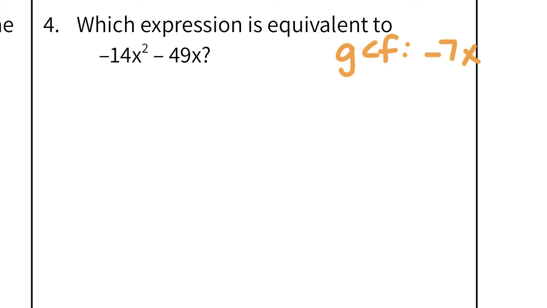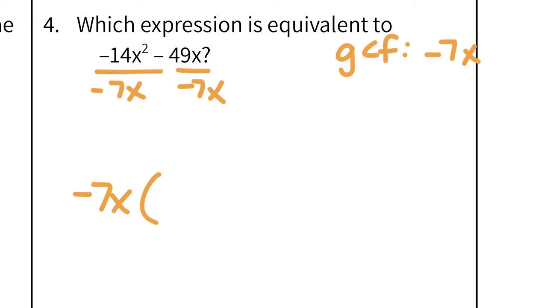If I do that, I'm going to write this here on the outside. But what happens when I divide by negative 7x? Negative divided by negative makes this positive. 14 divided by 7 is 2. And x squared divided by x gives me just plain x. Okay, and then for the next one, negative divided by a negative is going to make that positive. 49 divided by 7 is 7, and those x's cancel out.